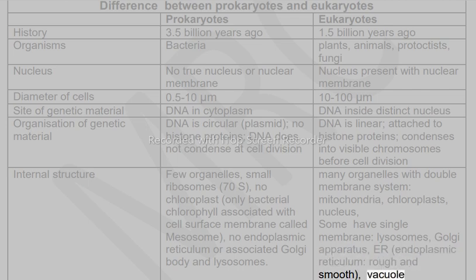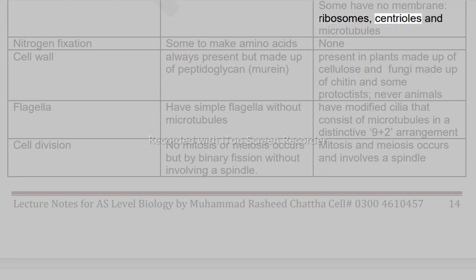Some have a single membrane: lysosomes, Golgi apparatus, endoplasmic reticulum, rough and smooth, vacuoles. Some have no membrane: ribosomes, centrioles and microtubules. Nitrogen fixation: some prokaryotes can do it to make amino acids; eukaryotes cannot. Cell wall: always present in prokaryotes but made up of peptidoglycan, murein. In eukaryotes, it is present in plants made up of cellulose, and in fungi made up of chitin, and in some protoctists, never in animals. Flagella: prokaryotes have simple flagella without microtubules; eukaryotes have modified cilia that consist of microtubules in a distinctive 9+2 arrangement. Cell division: in prokaryotes no mitosis or meiosis occurs, but binary fission without involving a spindle. In eukaryotes, mitosis and meiosis occur and involve a spindle.